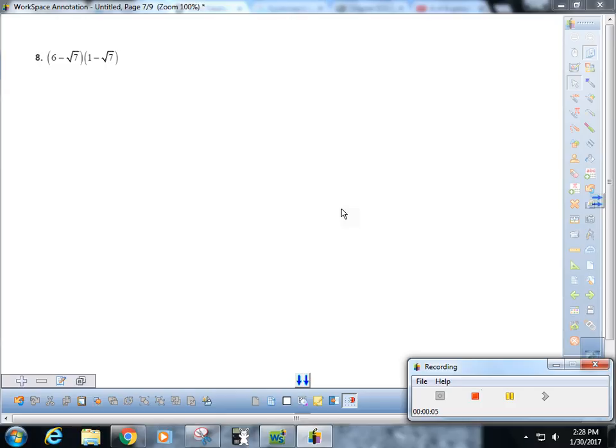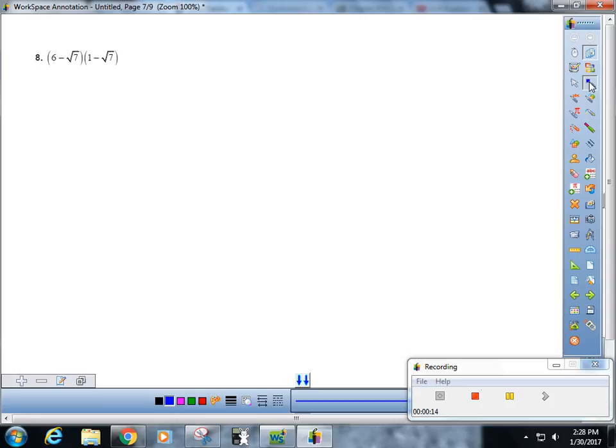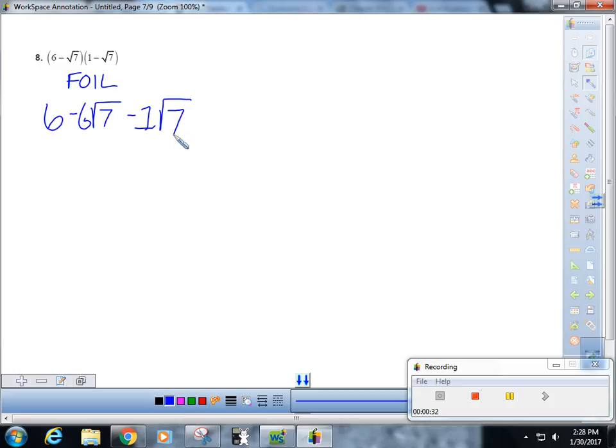Here we go. Just going to try to walk you through these. So again, we're foiling here. So 6 times 1 is 6 outer. 6 times negative radical 7 is a negative 6 radical 7. 1 times a negative radical 7 is a negative 1 radical 7. And radical 7 times radical 7, both negative. Negative times a negative is a positive. And that's going to be a radical 49. Okay? So it's 6.